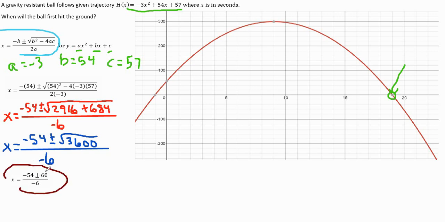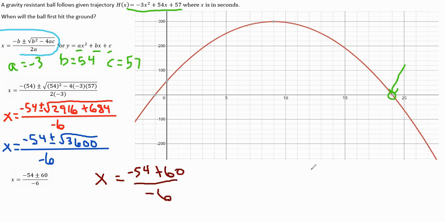And now from this part, we have two different possible answers. The first is going to be x equals negative 54 plus 60 all over negative 6. And the other possibility is x equals negative 54 minus 60 over negative 6. Because this symbol right here, this whole plus minus symbol, means we have to do this twice. Once with adding them and another with subtraction.